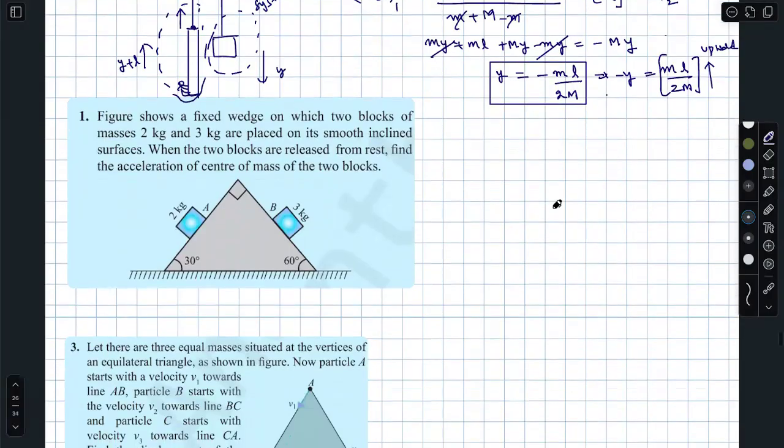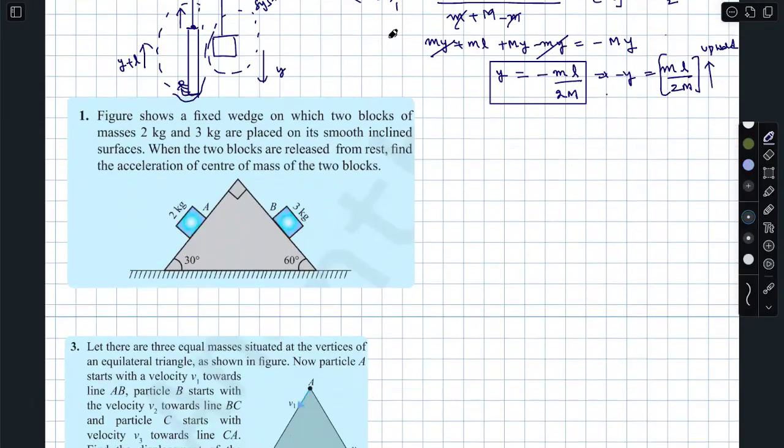Right. Okay, right. Figure shows a fixed wedge on which two blocks of masses 2 kg, 3 kg are placed on it. What do you think here? The acceleration here is g sin 30. The acceleration here is g sin 60. What do you want? When the two blocks are released from rest, find the acceleration of center of mass of the two blocks.